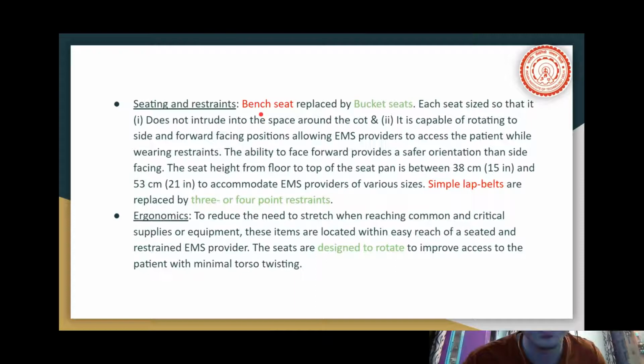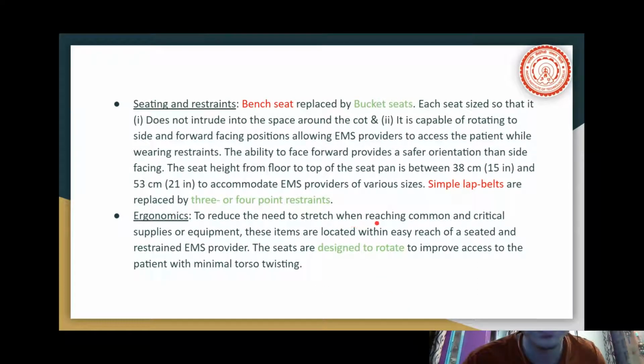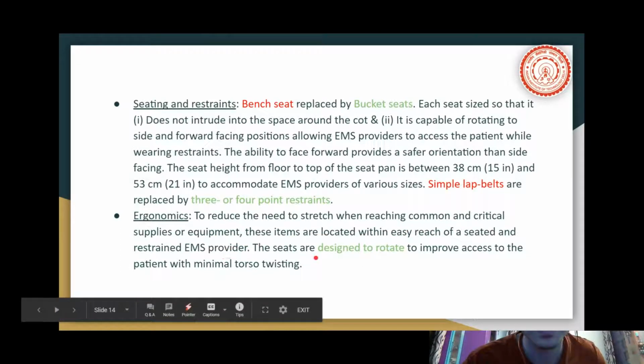The following modifications in seating restraints: what they did was replace the bench seat with bucket seats. They replaced the simple lap belts with three or four point restraints. In ergonomics, to reduce the need to stretch when reaching common and critical supplies or equipment, these items are located within easy reach of a seated restrained EMS provider. Seats are designed to rotate to improve access.